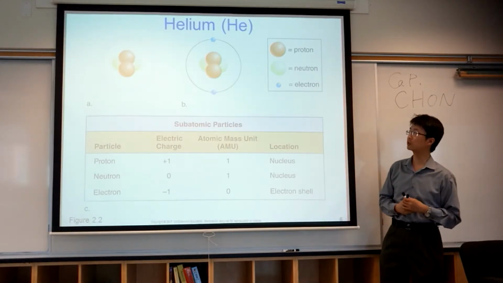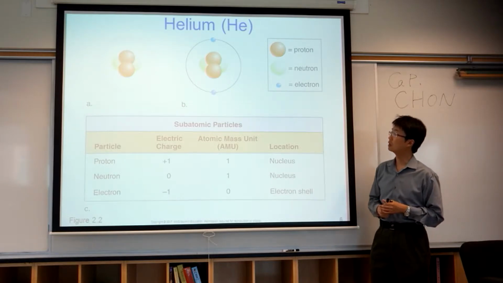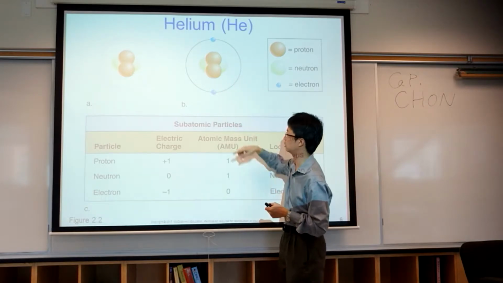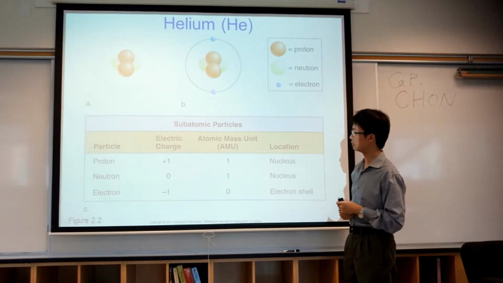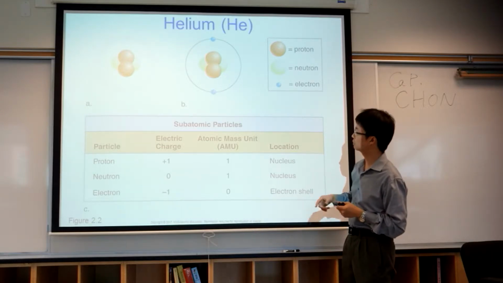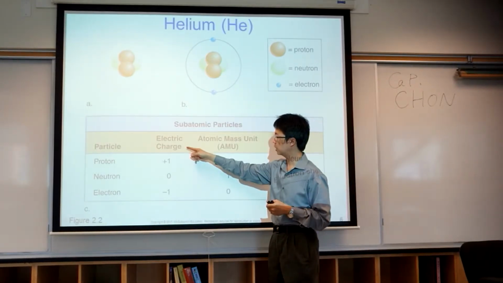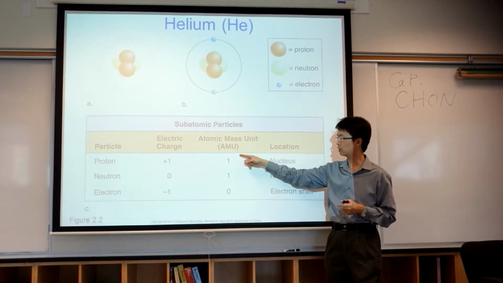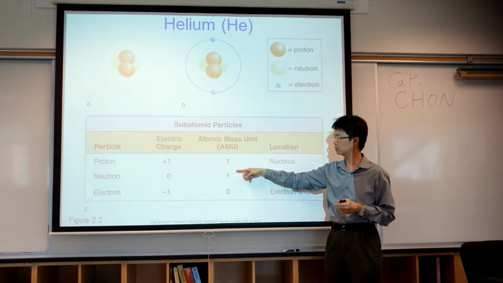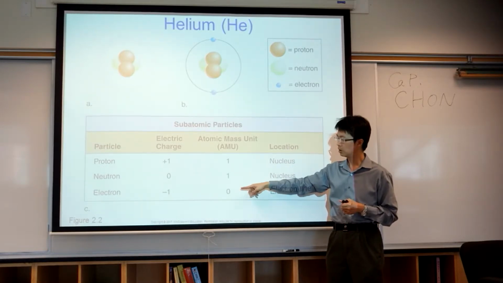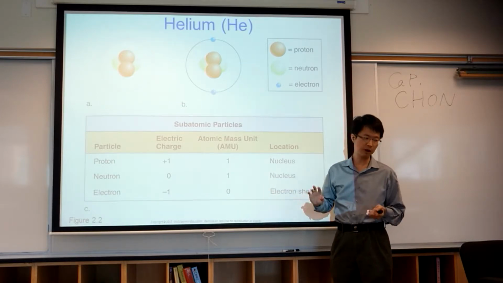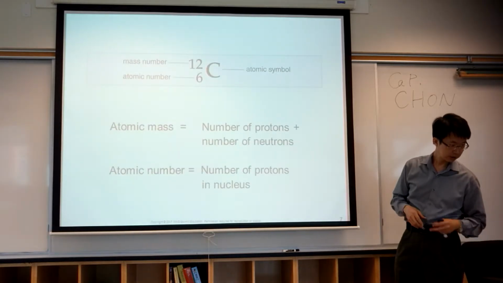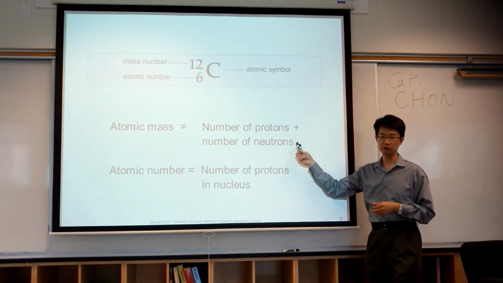And we give you a first example, which is helium. Helium, if you look at the picture here, has two protons, two neutrons, and two electrons. And in here, the charges, we already told you, +1, -1. Atomic mass unit, we consider proton has 1 atomic mass unit, neutron has 1 atomic mass unit, and we consider electron has no mass at all. And this is important. I test you in the exam for this.